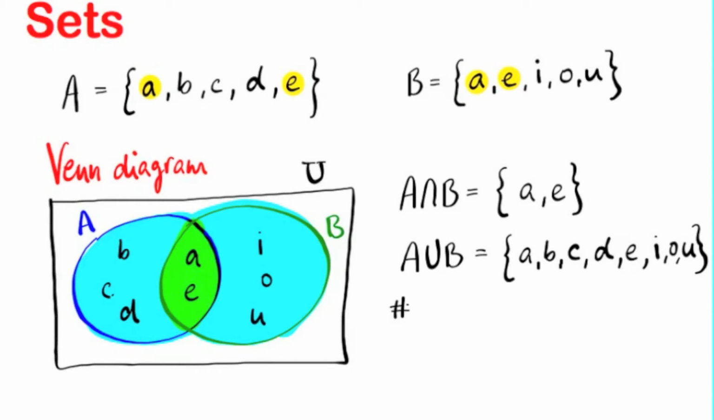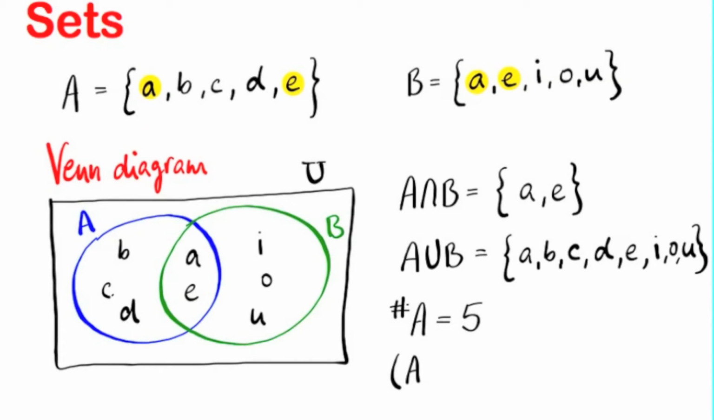Another common question to be asked is this hashtag A. This stands for the cardinal number of A, or the number of elements that are in A. So let's just shade in A. How many elements are in A? And we see that there's 5 things in A. Importantly, it's not written in set brackets, it's just a number 5.